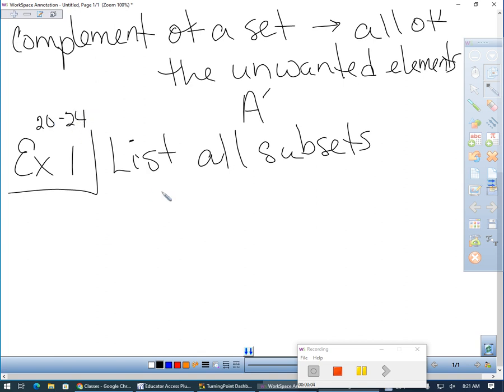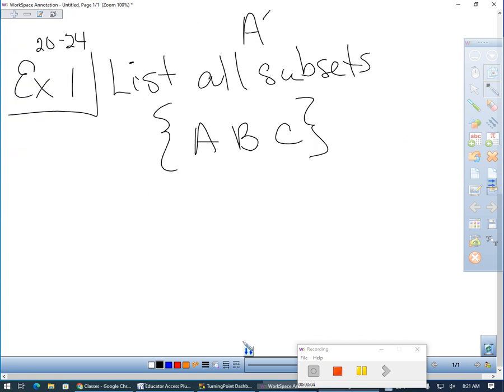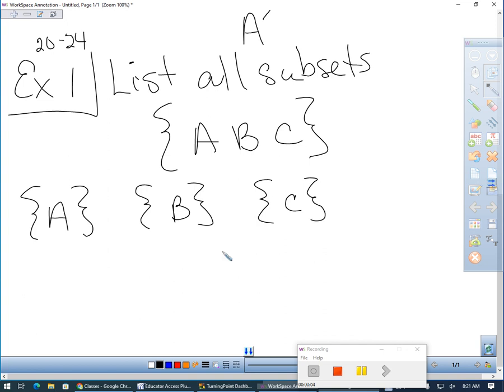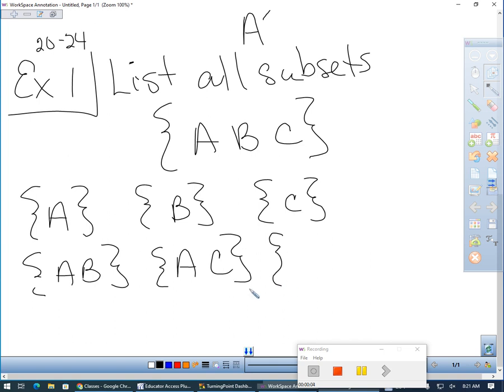So list all subsets. If you're given the set, let's say A, B, C, the subsets are all the different combinations of this. So, for example, I can have just A, I can have just B, I can have just C, I could have A and B, I could have A and C, we could have B and C, with little squiggles on the end.